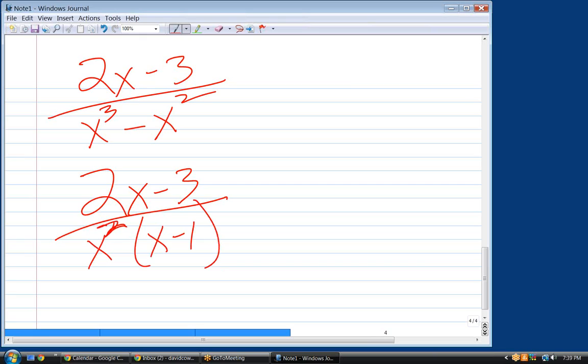Okay. How well do you understand partial fractions? Not very. Let's start with a simple one.